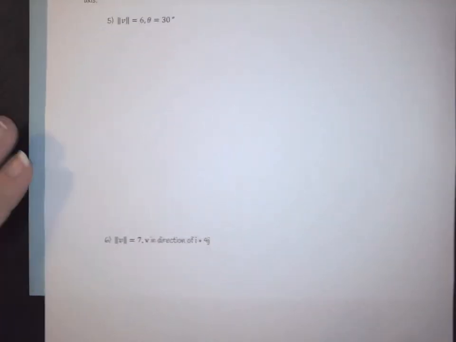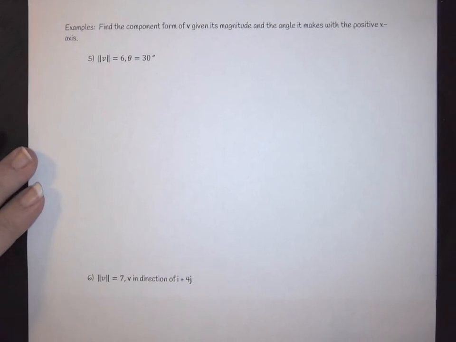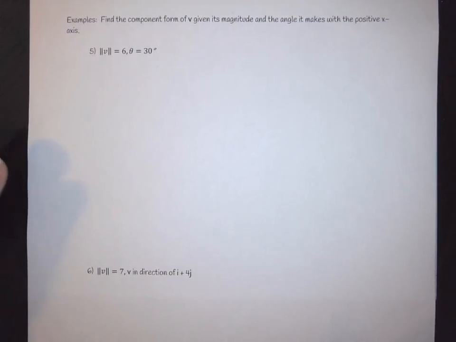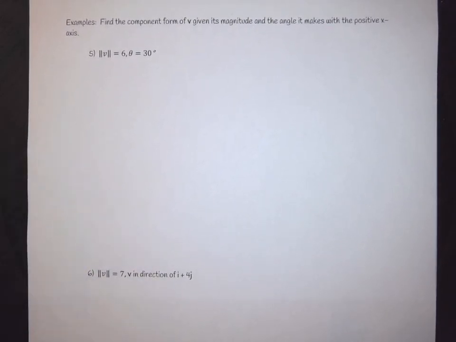Alright, let's look at one more example idea. So in these two problems, one of the things that you'll notice is that I'm giving you a magnitude and I'm giving you some form of information for your direction angle. And with that, you need to give back to me the component form of your vector as the result. So where you need to start is you need to start with, like always, the picture of what you are looking at.